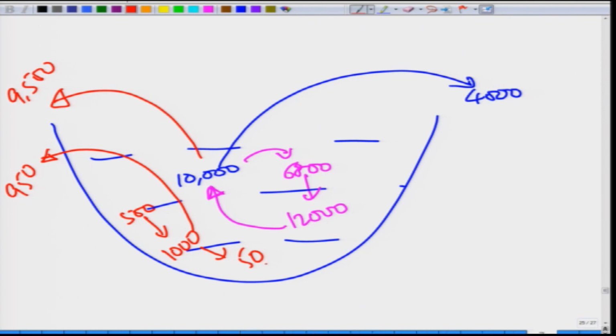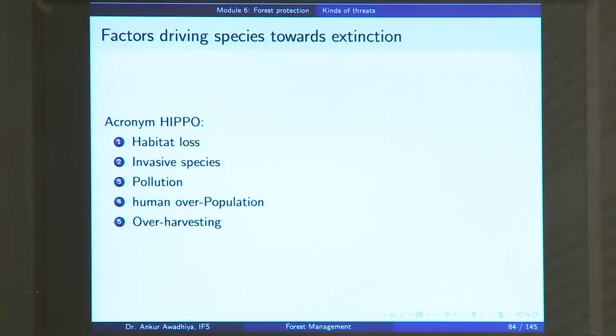Now, in the next year this 50 has again doubled, it has become 100, but then what is happening to the lake? Earlier this lake had 10,000 fish, but because you over harvested it, now it only has 100 fish left, and probably in a few more years if you go on with this over harvesting, this lake will become completely devoid of fish. So, HIPPO gives us an idea of the 5 major reasons that are driving species towards extinction and that are also driving our forest towards extinction.